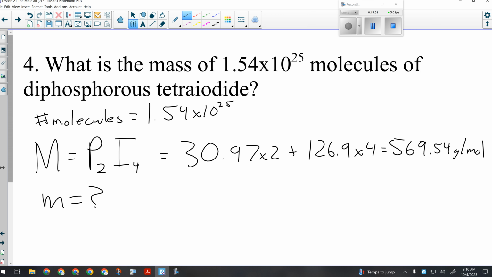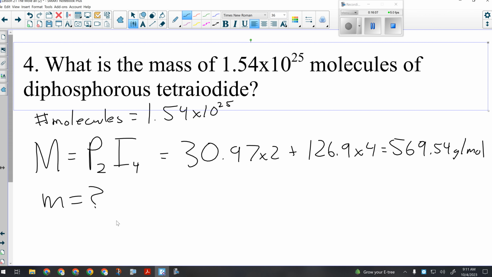If I want to get little m, what do I need? Little n, yeah. I have big M, I just calculated that, but I don't have the number of moles. But I have the number of molecules, and I have Avogadro's number, which tells me the number of molecules in 1 mole. So if I know those two numbers, can I calculate the number of moles? Yes, by doing what? Right, this number divided by Avogadro's number. Here's the number of molecules I have divided by the number of molecules per mole. Molecules cancel, I'm left with moles.